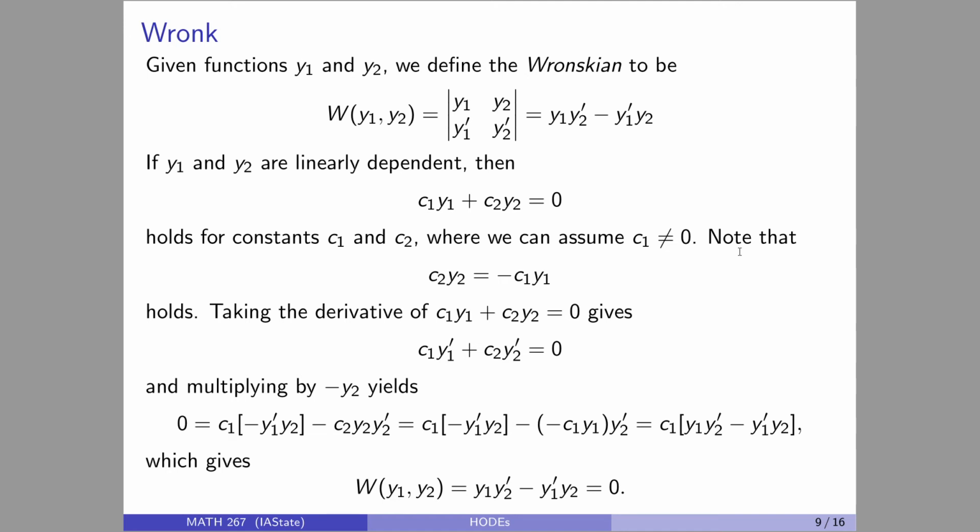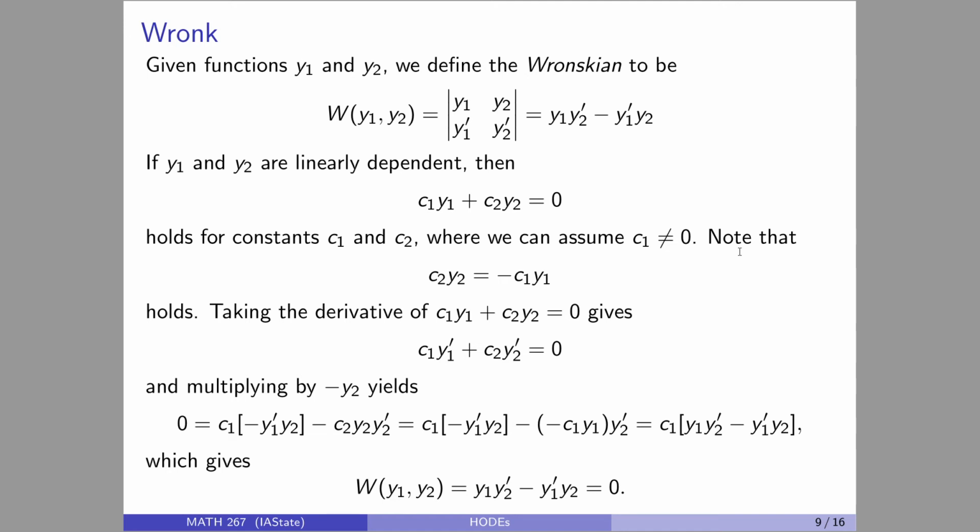So now we've got a very slick and easy way of detecting linear independence without having to go through the whole rigmarole that I did before. All I need to do now is compute the Wronskian. If my Wronskian is non-zero, then I'm linearly independent, and I get to wash my hands and be done. Now, if my Wronskian comes back as 0, I've got to be a little careful.